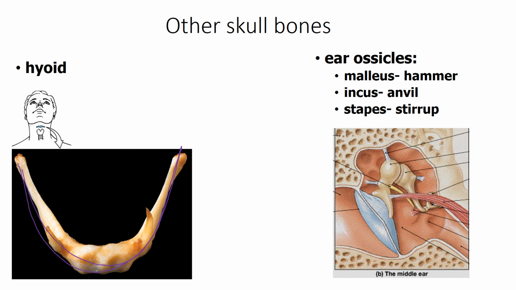We also have ear ossicles, which are found within our middle ear, where we have the malleus, the incus, and the stapes. And these three bones are the smallest bones within our human body.